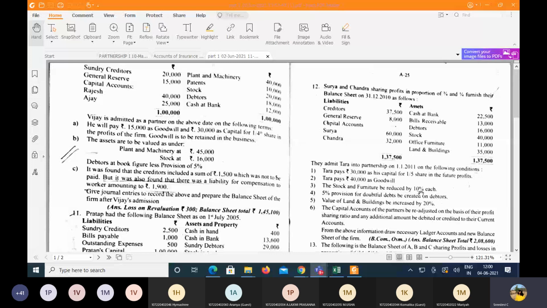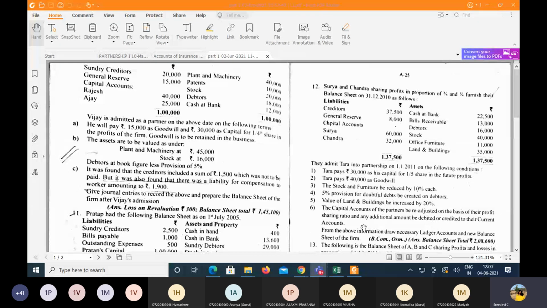So this is something relating to the revaluation of the assets and liabilities. Followed by that, a provision for doubtful debts is to be maintained on debtors at the rate of 5%. Then there is also a revaluation of the land and buildings, appreciating the asset by 20%. So the points number 3, 4, 5 are relating to the revaluation.